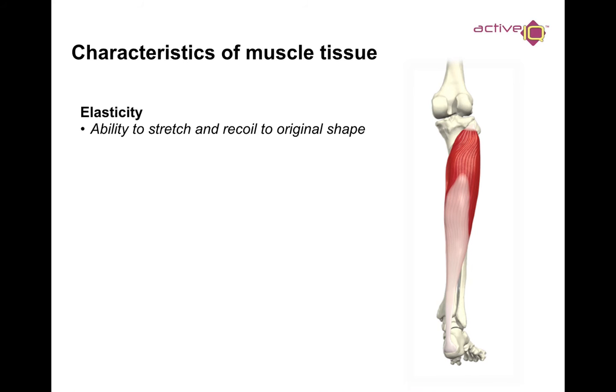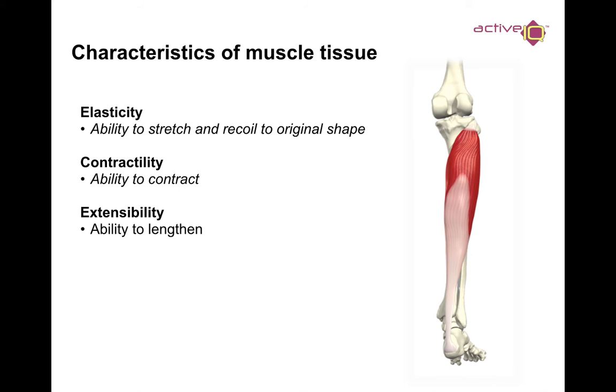Now, the characteristics of muscle tissue: there's elasticity, which gives it the ability to stretch and recoil to its original shape. So if you're lifting weights, you are shortening and lengthening muscles, but they ultimately can go back to their original shape. Alongside that, as I just said, contractility, basically they can contract, and extendability, they can lengthen.